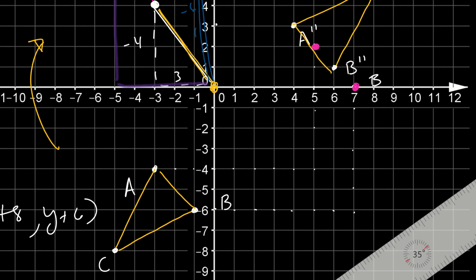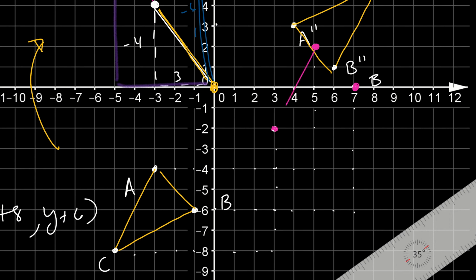And then finally C, same deal. I'm going to go over 8. 1, 2, 3, 4, 5, 6, 7, 8. And then I'm going to go up 6. 1, 2, 3, 4, 5, and 6. So this is the location of this new C. So this triangle heads out here.